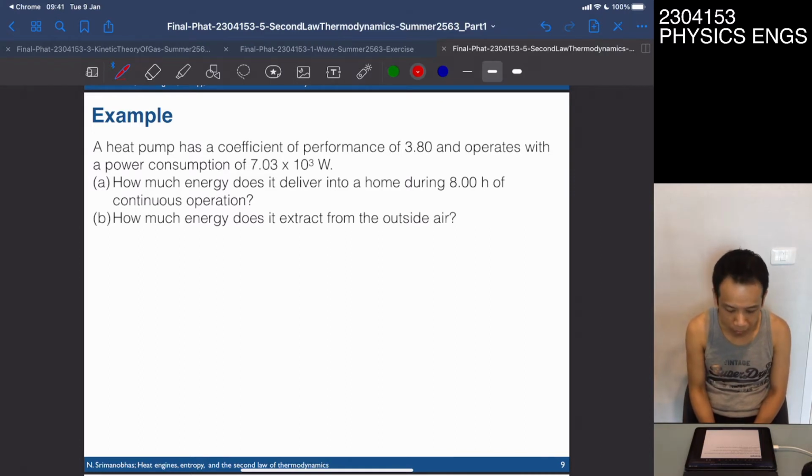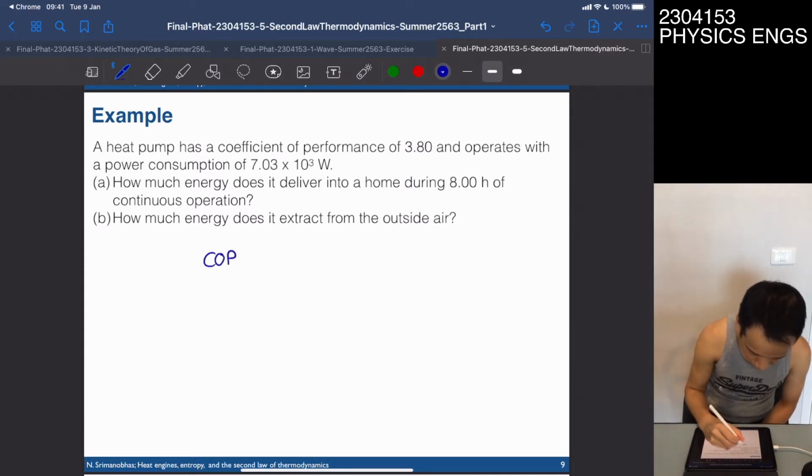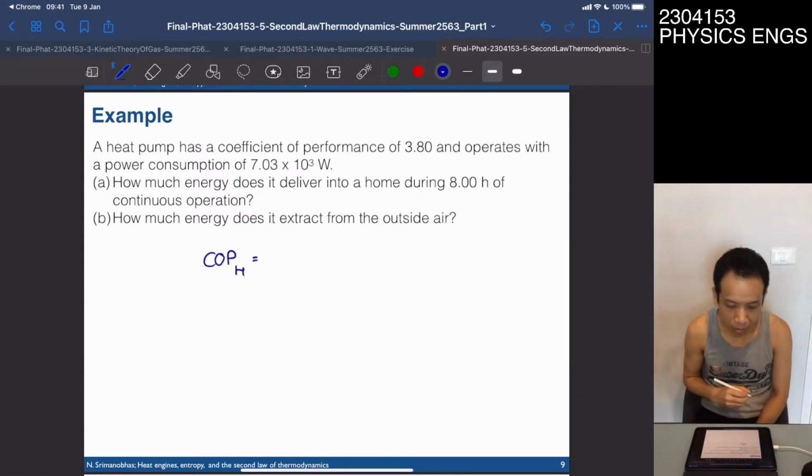If you would like to do this one, you need to first answer what the power is in watts. That is one key point that you have to know, which we don't mention in this chapter, but it's a topic that you already learned. So it's a heat pump, and what we're talking about is the coefficient of performance for heating.